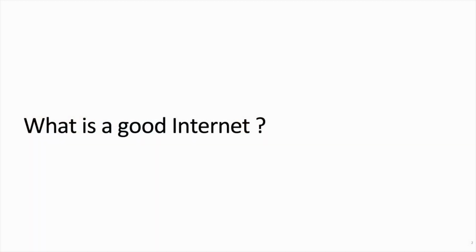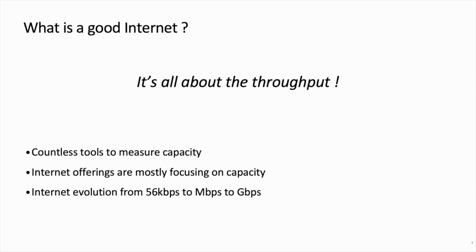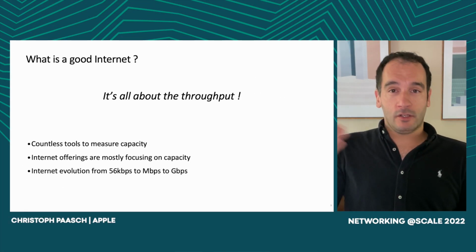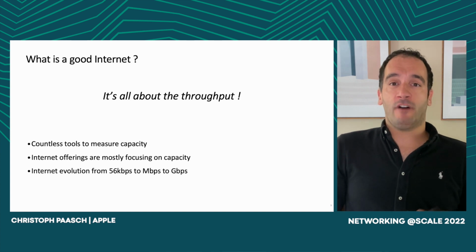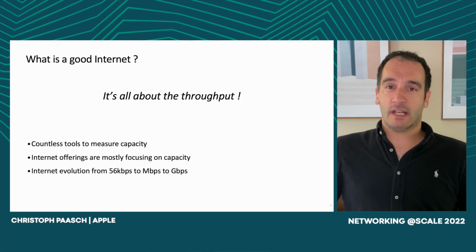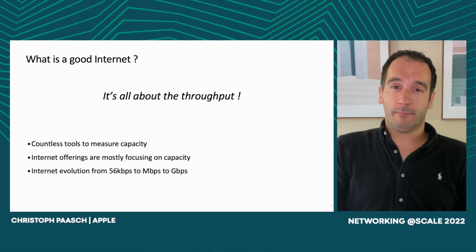But first, let's take a step back and think about what is actually good internet. Well, it's all about the throughput, right? I mean, there are countless tools out there to measure capacity. We are all used to running iPerf to measure the speed of our network. We are all used to running speed tests to measure how fast our internet connection is. And when we go out and buy a new internet connection, we choose between 100 megabits per second, 400 megabits per second, or maybe even fiber to the home.